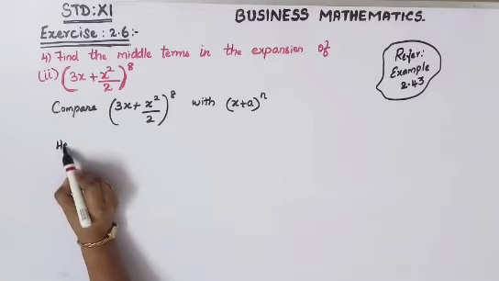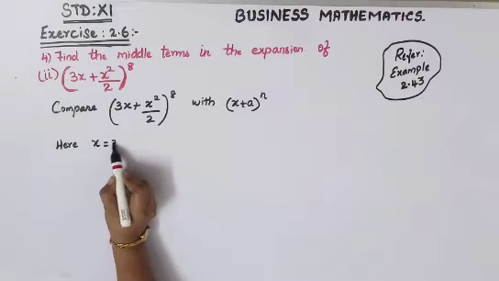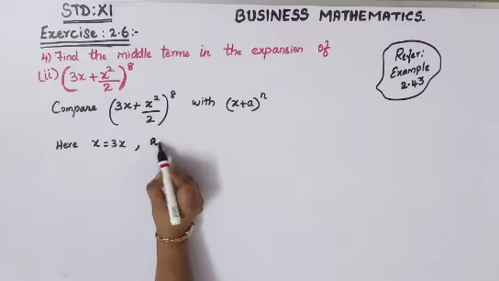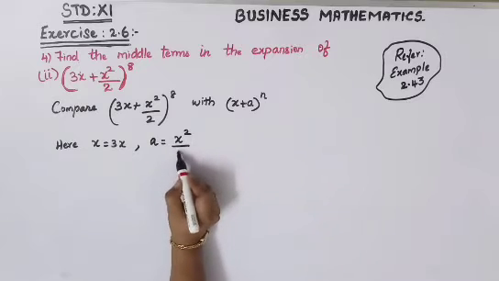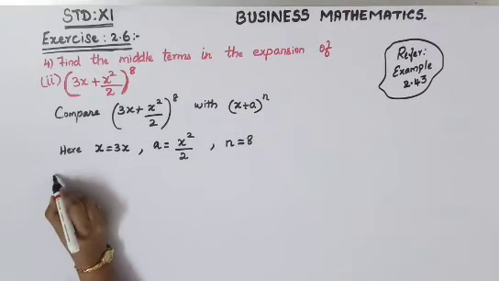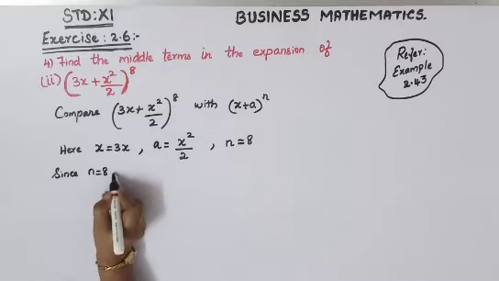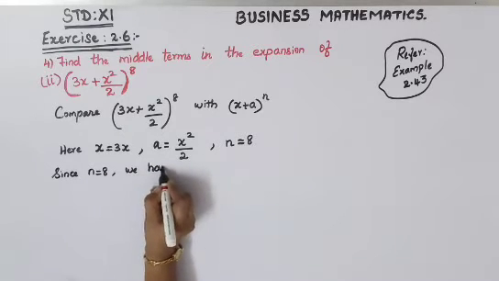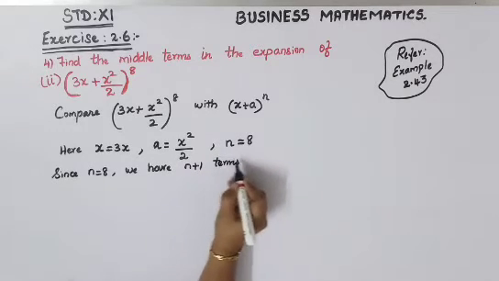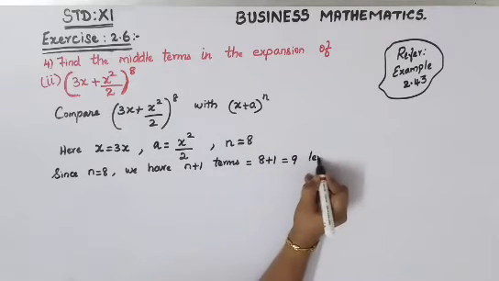So here, in the place of x we have got 3x, so x is equal to 3x. In the place of a, we have got x square divided by 2, so a is equal to x square divided by 2, and n we have got 8, so n is equal to 8. Since n is equal to 8, we have n plus 1 terms. So n is 8, 8 plus 1 which is equal to 9 terms will be there.